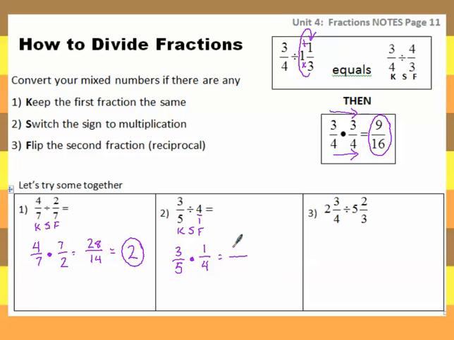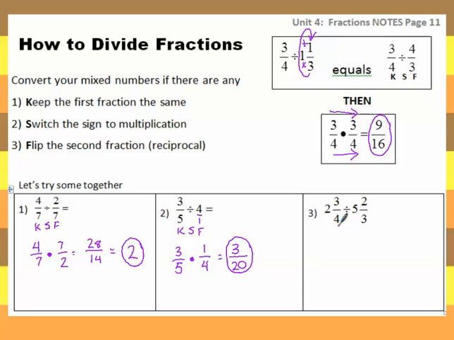3 times 1 is 3. 5 times 4 is 20. Are they both even? No. Do they both end in 5 or 0? No, only the 20 does. Do they both divide by 3? No, and 3 doesn't divide into 20, so my answer is 3 over 20.